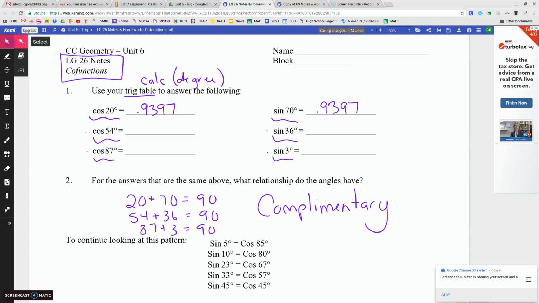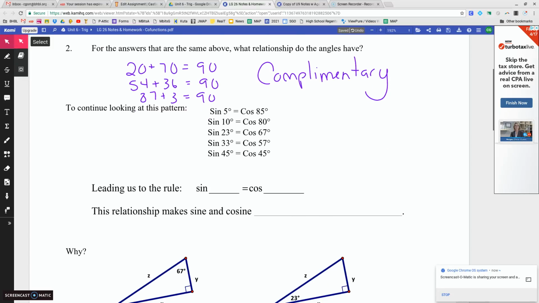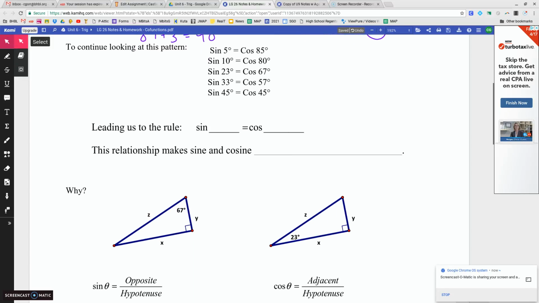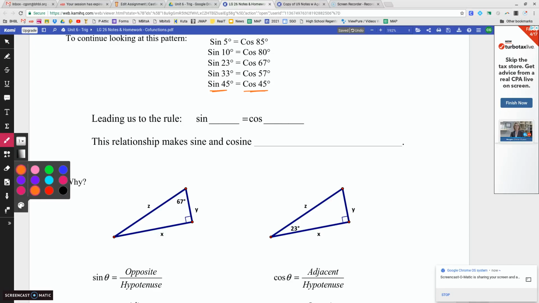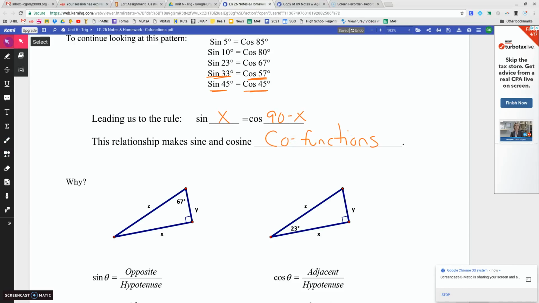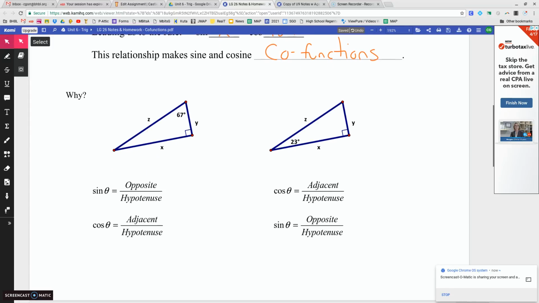So I'm looking at this pattern and I'm finding that I have all of these sorts of relationships where my complementary angles, when I use my cofunctions, so my sine of x is equal to the cosine of 90 minus x, and vice versa. That makes these relationships cofunctions. And this relationship is really an easy one to look at.